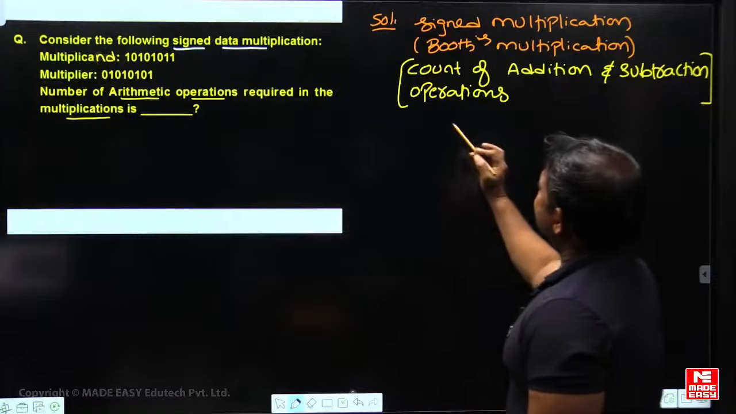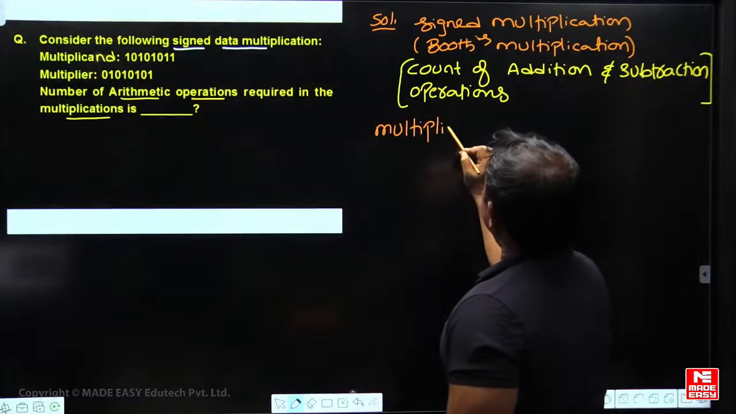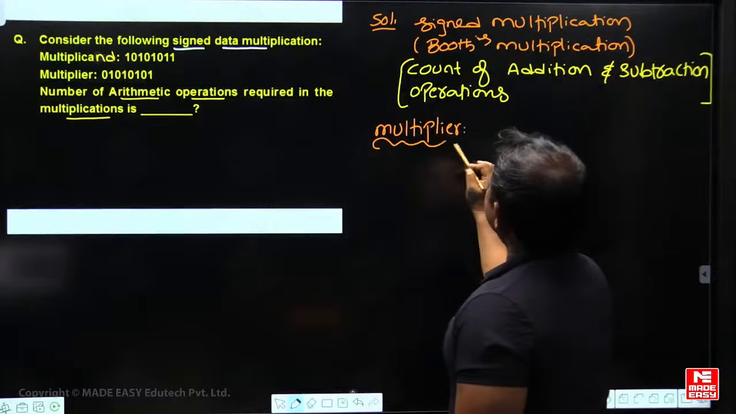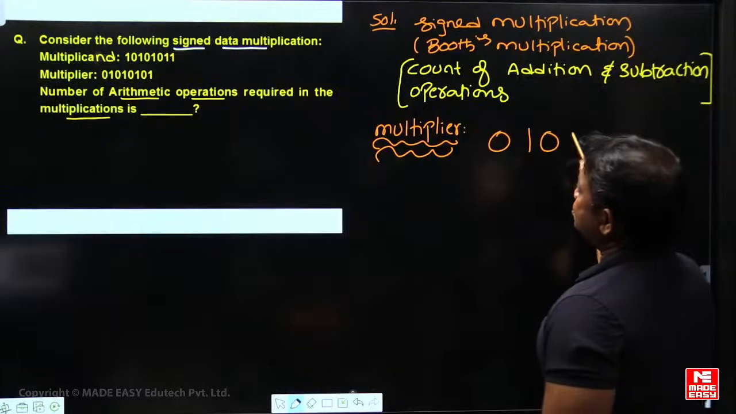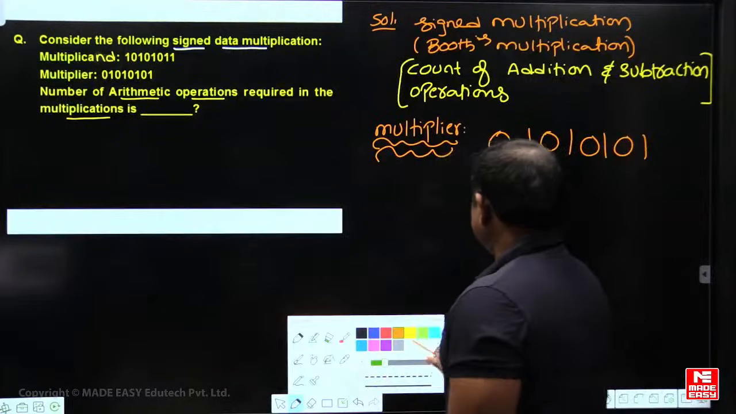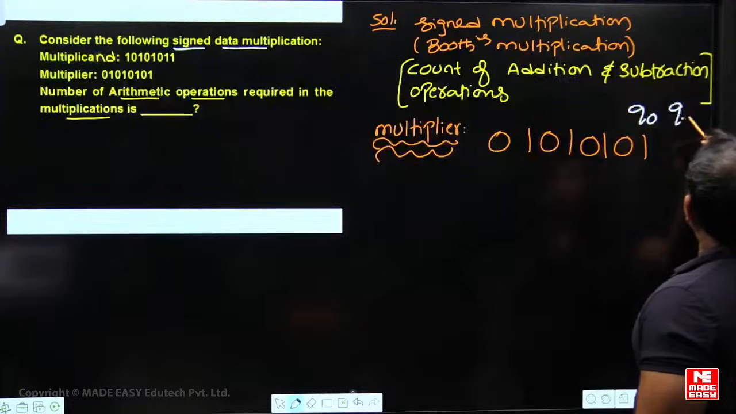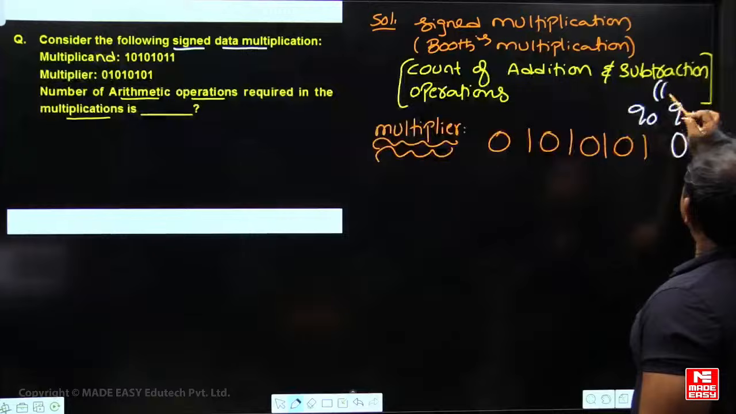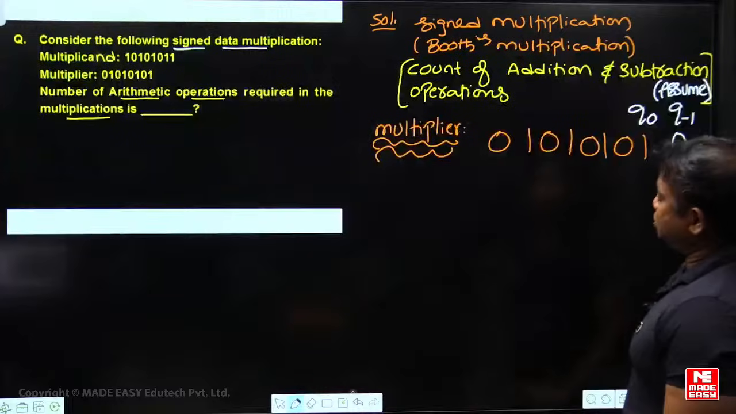So here in this question, we are simply taking the multiplier. Multiplication is controlled by the multiplier. The multiplier is 0, 1, 0, 1, 0, 1, 0, 1. This is the given multiplier. We assume q subscript minus 1 as 0. For the initial bit pair, we need one assumption, q subscript minus 1 equal to 0.